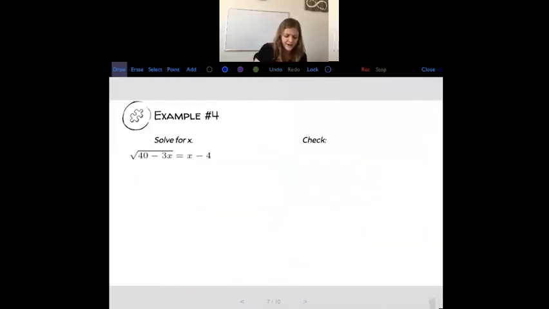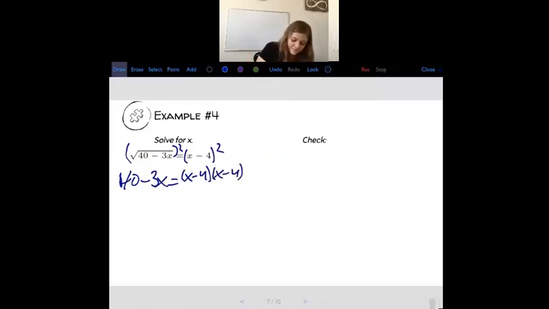Example 4, solve for x. We have one radical per side, or it's isolated by itself, so we can start off with squaring both sides. Okay. So this is 40 minus 3x equal to x minus 4 squared, which means x minus 4 times x minus 4. So on the right-hand side, you would use FOIL. Okay, but I'm going to jump right in.